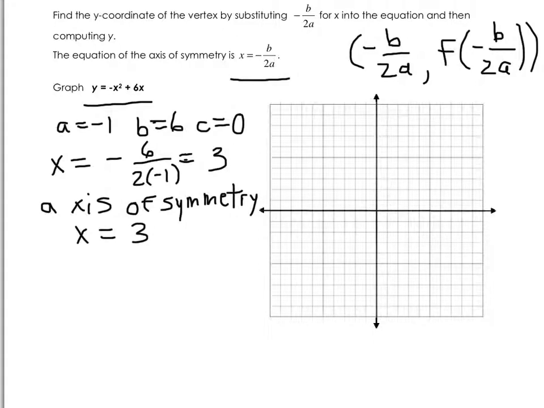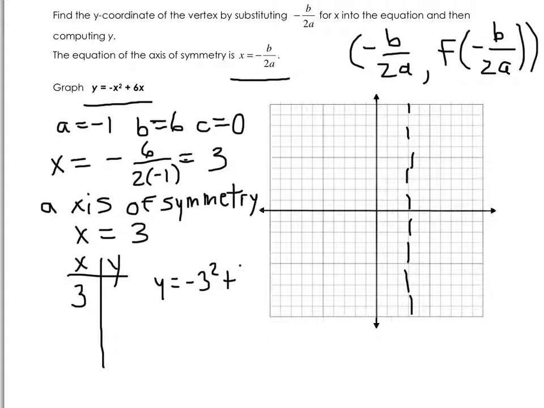So let's draw a vertical line at x equals 3. Let's make it dashed so we know it's not a part of the graph. It's an axis of symmetry. So our vertex is the point where x is 3. So we need to put 3 into our equation to find out what y is. So it'll be negative 3 squared plus 6 times 3. That's negative 9 plus 18, which is 9. So 3, 9 is our vertex.